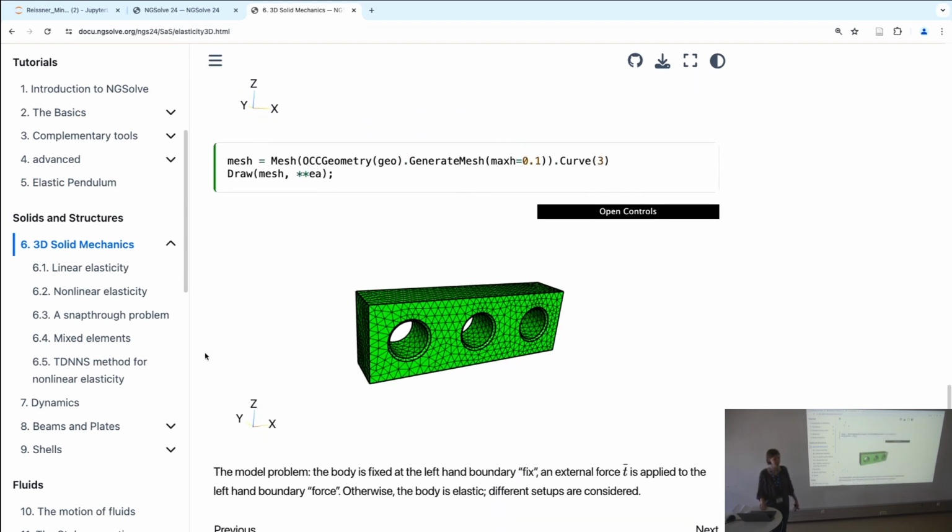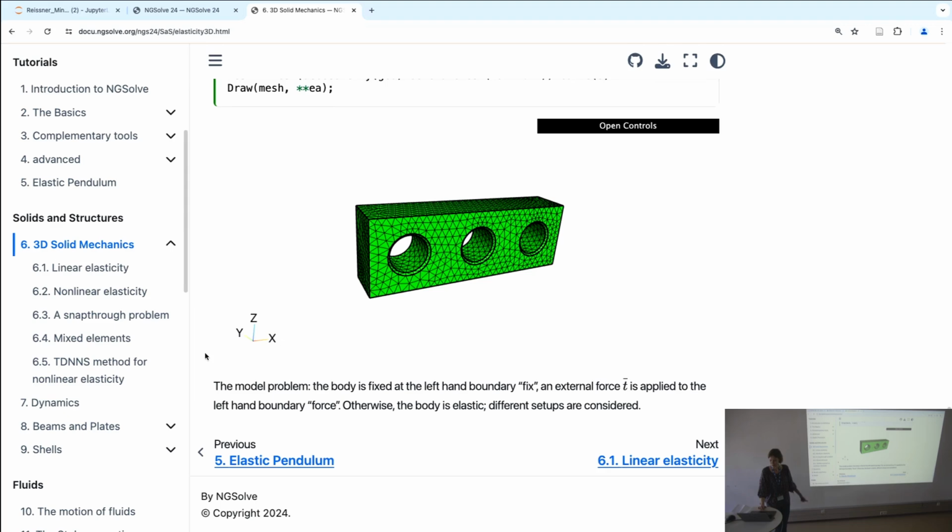Then we generate the mesh, and NGSolve will do so using tetrahedral elements in general. Okay, and that's the mesh, and now we go to the elasticity.